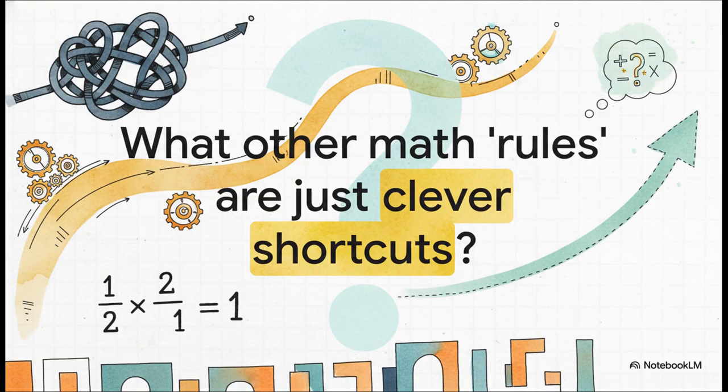So what did we really learn today? That multiplying by the reciprocal isn't just some random rule you have to memorize. It's actually a super clever shortcut, a life hack really, to avoid the headache of dividing by fractions. And that leaves me with one final thought for you to chew on. What other so-called rules in math have you learned that might just be clever shortcuts designed to make a complicated idea much, much simpler?